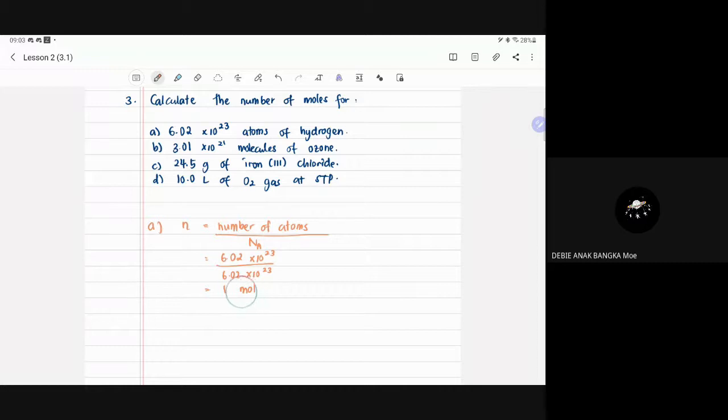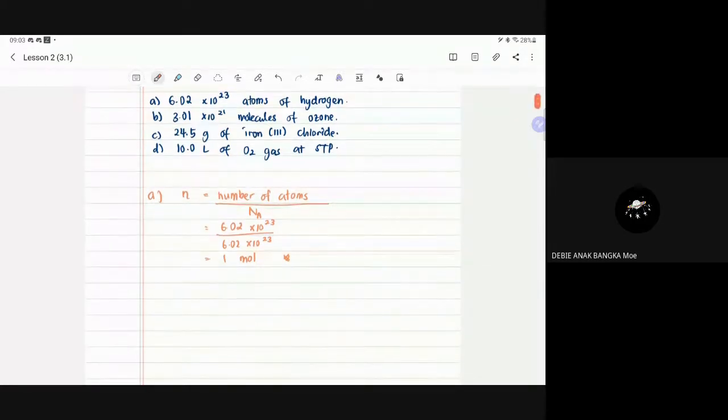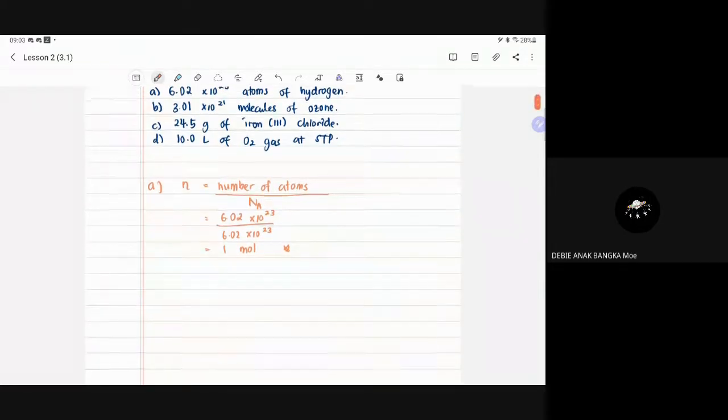Final answer, unit mesti ada. Kalau tak ada unit, salah ya. So this is the final answer. And make sure when you want to answer the question, make sure you write down the formula first. Okay. That's the answer for question A.